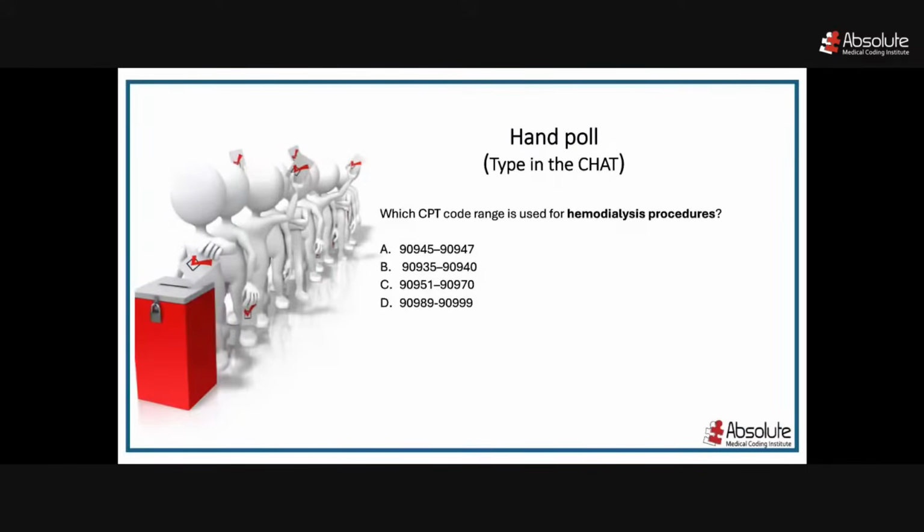Which CPT code range is used for hemodialysis procedure? Is it option A 90945 through 90947, option B 90935 through 90940, option C 90951 through 90970, and option D 90989 through 90999? Type your answers quickly in the chat. If you have your books open, you can quickly identify these codes.